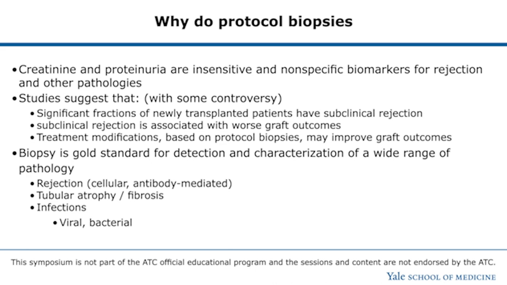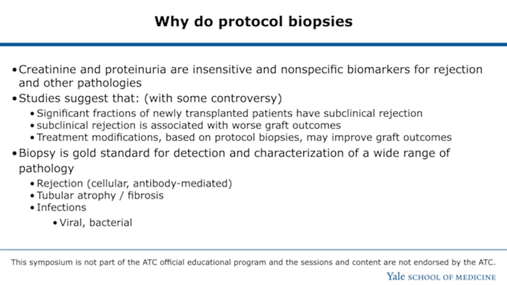So why do protocol biopsies? Well, the logic is as follows: the traditional biomarkers that we follow, creatinine and proteinuria, are relatively insensitive and relatively nonspecific for rejection and other pathologies. And we think that the literature suggests, although we acknowledge some controversy, that significant fractions of newly transplanted patients will have subclinical rejection, meaning rejection not indicated by elevations in creatinine. Further, subclinical rejection untreated is associated with worse graft outcomes. And finally, if we can treat rejection when we find it, based on these protocol biopsies, we can improve graft outcomes.